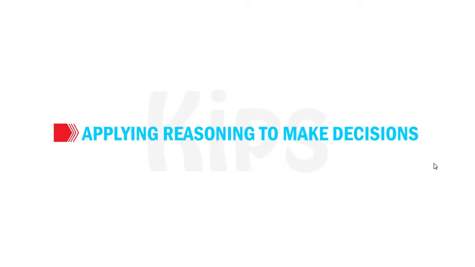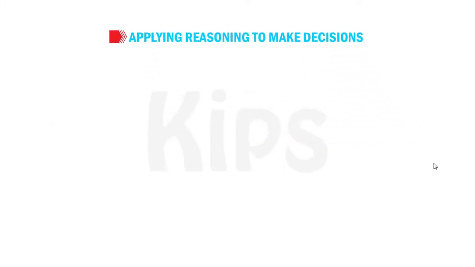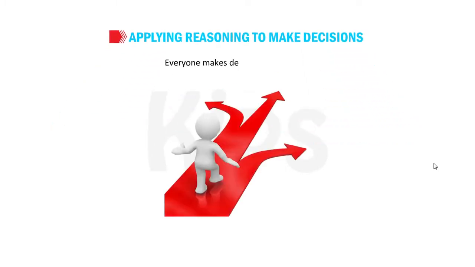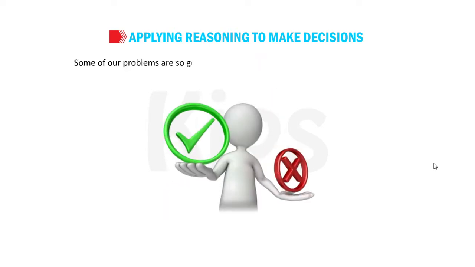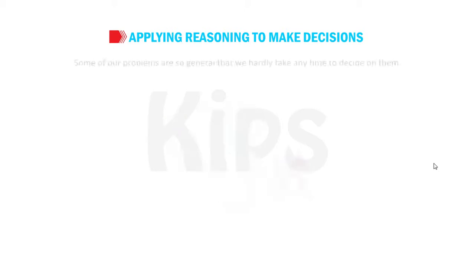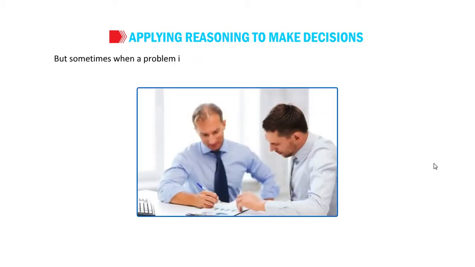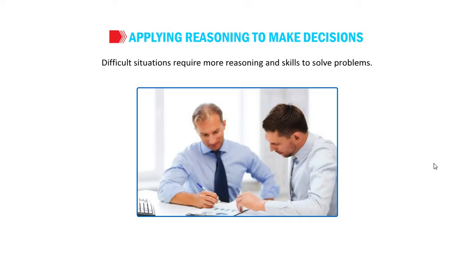Now let's find out how to apply reasoning to make decisions. Everyone makes decisions in daily life. Some of our problems are so general that we hardly take any time to decide on them. But sometimes, when a problem is complex, we need to apply our wisdom and experience while taking decisions. Difficult situations require more reasoning and skills to solve problems.